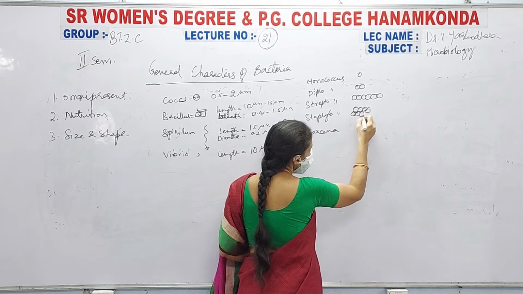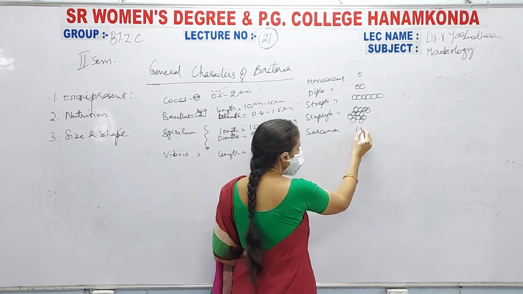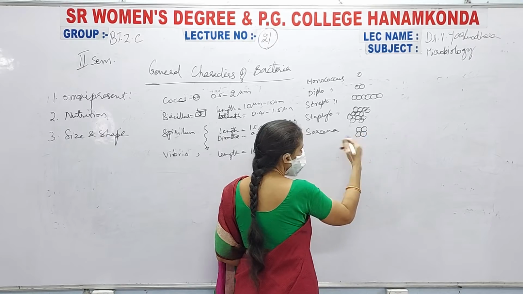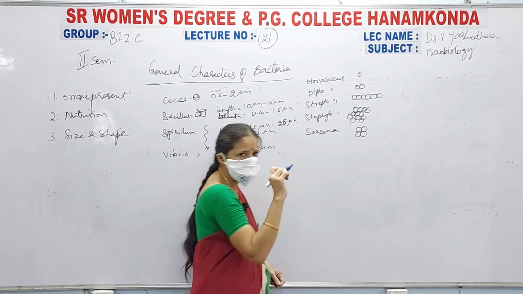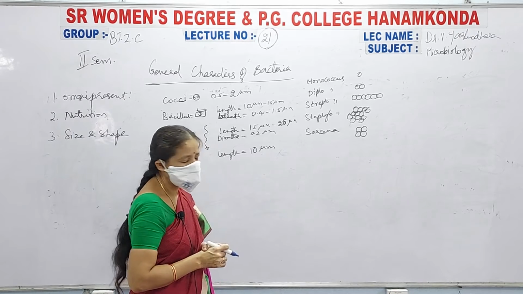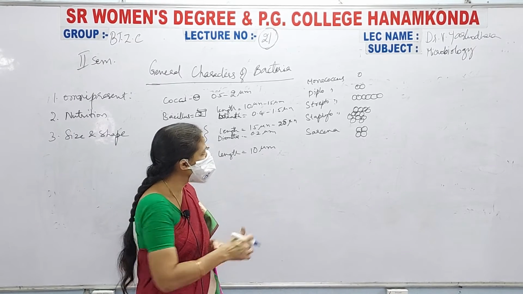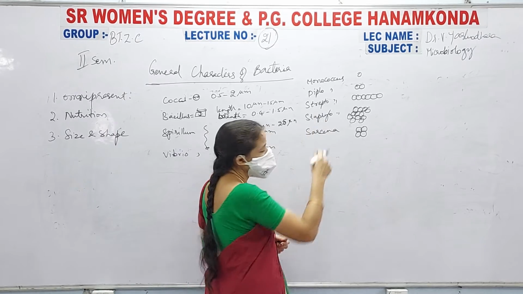See here, monococcus means 1, diplococcus 2, streptococcus means a chain of bacteria is there, staphylococcus an irregular group of bacteria will be there, Sarcina means 8 bacteria will be there, front 4 and back 4, a cube-like 8-celled structure of bacteria, that is known as Sarcina. These are the different types of bacteria.